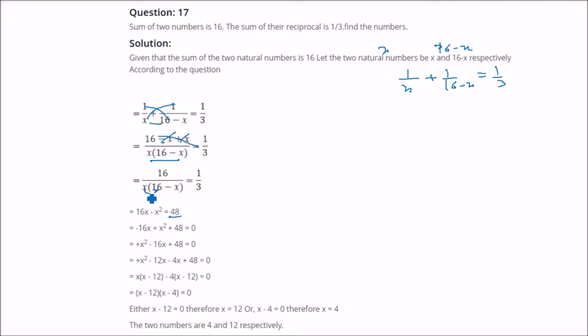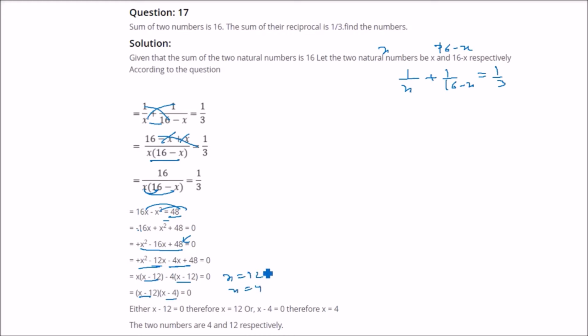This will be 16x minus x squared. So bring this all here. So it will be x square minus 16x plus 48. 48 can be written as 12 into 4 because 12 into 4 is 48. So minus 16x can be written as minus 12x minus 4x. Take x common from here, x minus 12. Take minus 4 common here, x minus 12. So we get x minus 12 and x minus 4. So x will be equal to 12 and x will be equal to 4.